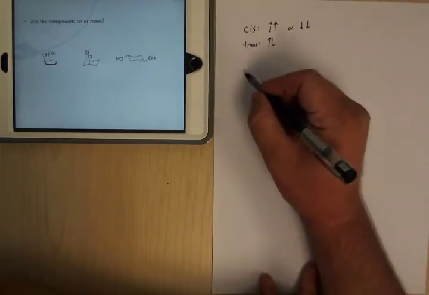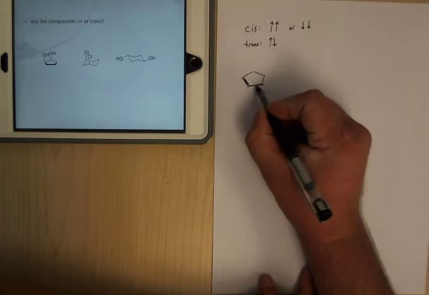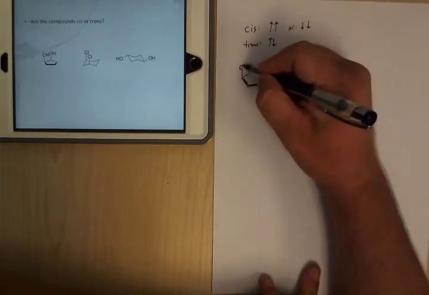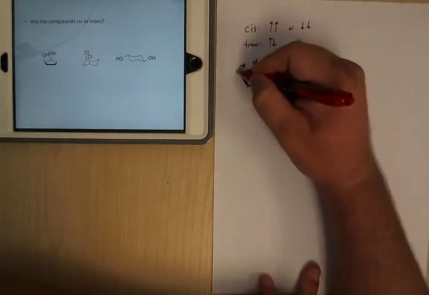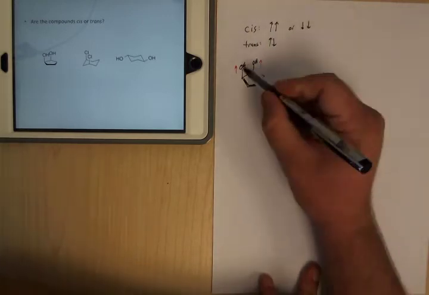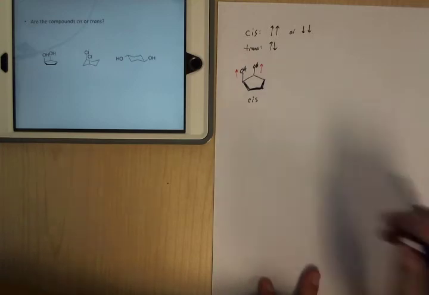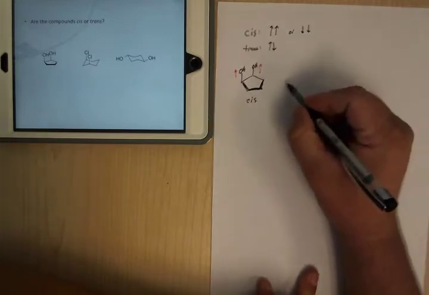So here we go. So this is trying to be relatively flat. Here are your OHs. This one's going up, this one's going up. So they're both pointed up. So this is cis. Okay. Now, it's pretty easy on a cyclopentane. It's a little bit more difficult on a cyclohexane.